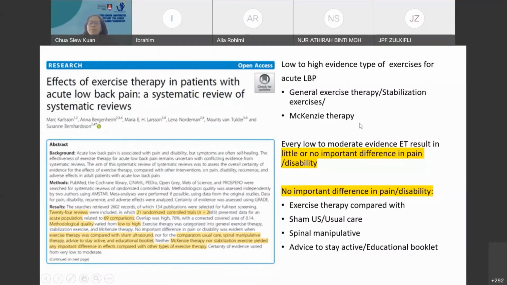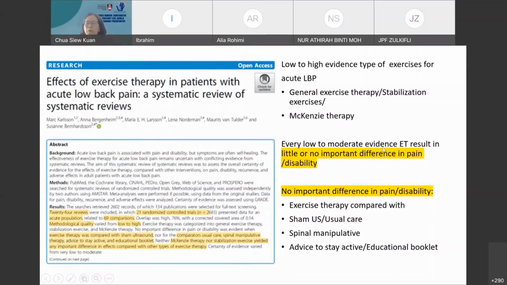The finding tells you that as long as the patient moves, no matter whether they move with general exercise, yoga, stabilization exercise or McKenzie exercise, there is a similar result, improving pain and disability. Of course, you as the assessor need to know what kind of exercise the patient prefers. So there are more options for the patient.